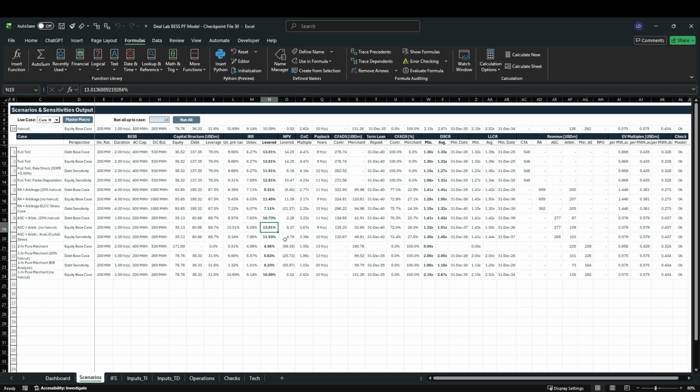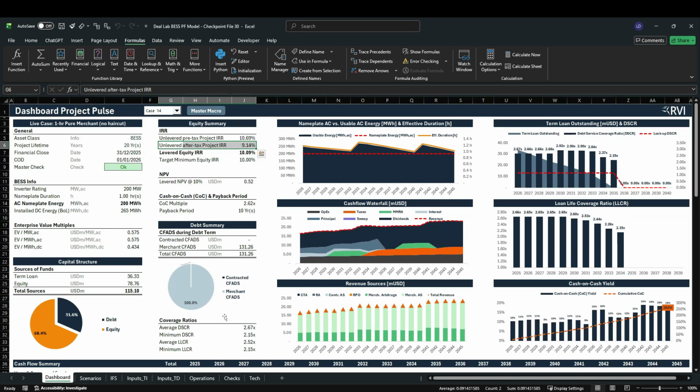So that clearly indicates that from both a lending perspective as well as from an equity perspective, a fully merchant battery is not as desirable. And that, of course, is only based on this case study, but these outputs do help to interpret both contracted and merchant battery structures pretty well. All right, guys, this was it for our fully merchant cases.